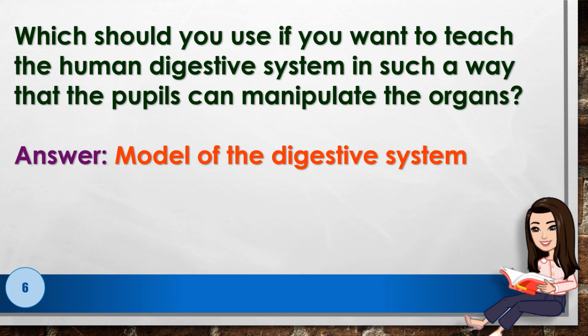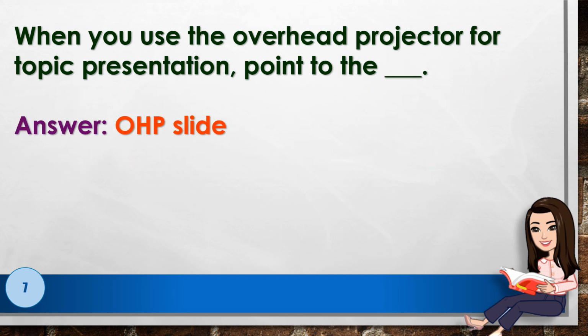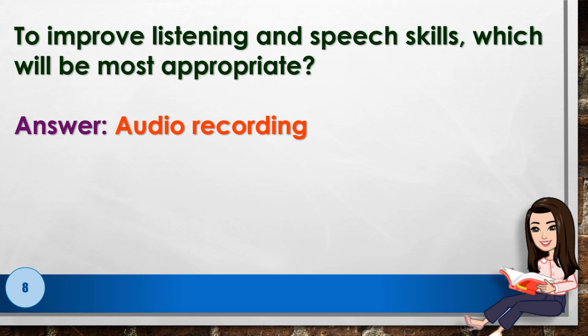Number 6. Which should you use if you want to teach the human digestive system in such a way that the pupils can manipulate the organs? Answer: model of the digestive system. Number 7. When you use the overhead projector for topic presentation, point to the blank. Answer: OHP slide.